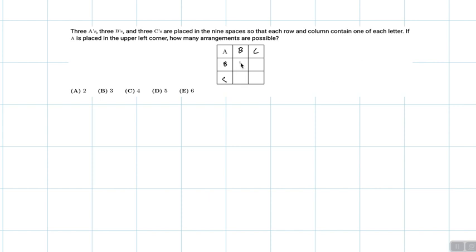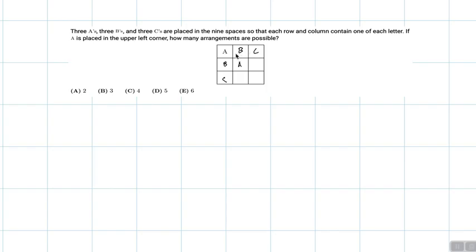Like, could A go here? Then once this is, this can't be B. Could this be C though? Yeah, no, this would have to be A. C couldn't go here, so that each row and each column contain one of each letter. Yeah, that would have to be A.